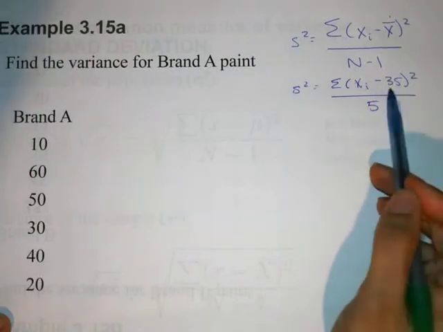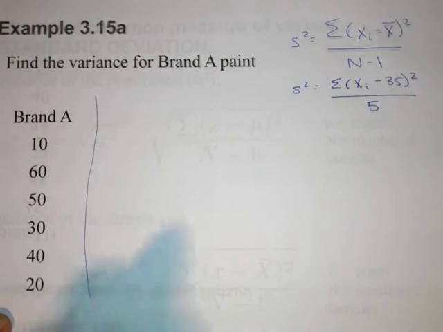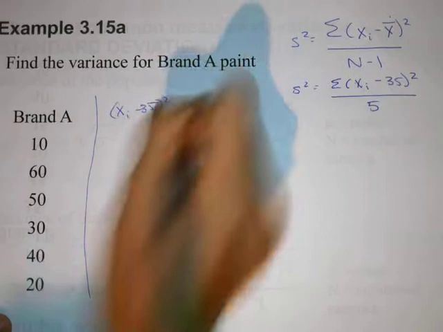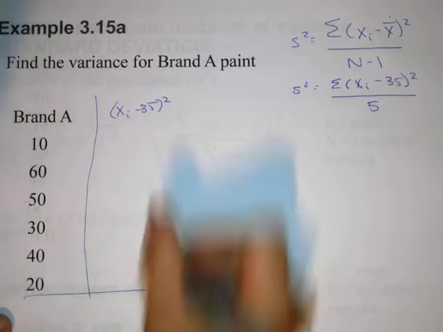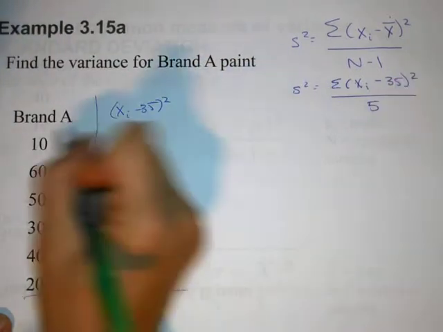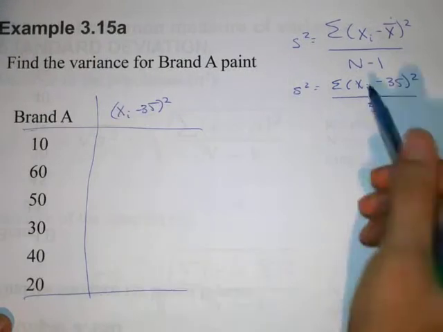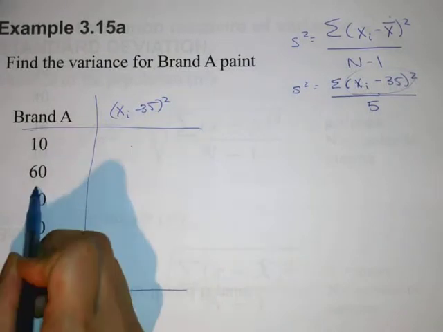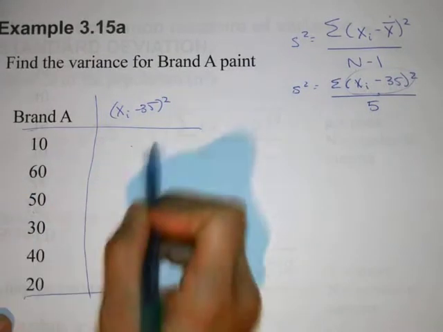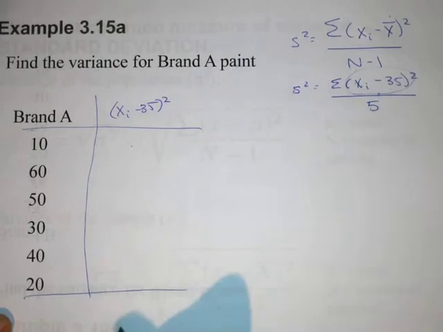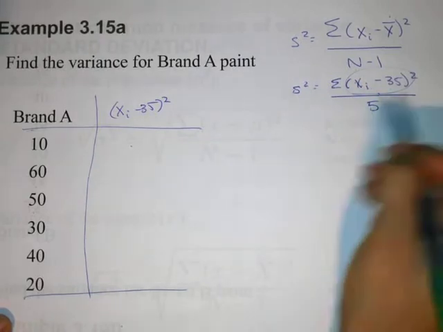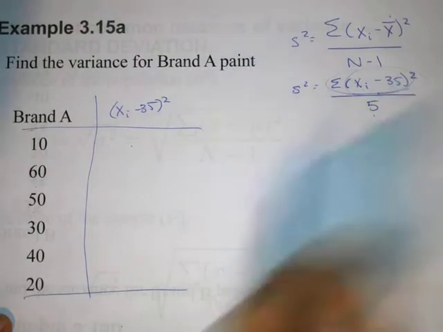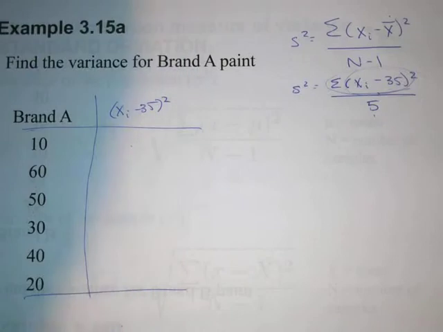Okay, so the first thing that I want to do is add up what all of these individual values are. So I'm going to create another column here that is xi minus 35 squared. And then when I get down to the bottom, I'm going to add up all those numbers. So my summation notation is that I'm going to do this one for the 10, plus this one for the 60, plus this one for the 50. We're going to get all of those numbers, and then we're going to add them all up in the end. And whatever that sum is, is the value in this summation notation. And once we get all of those, we'll divide it by 5.